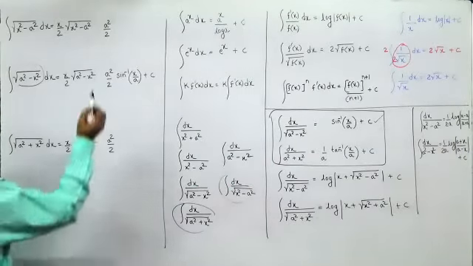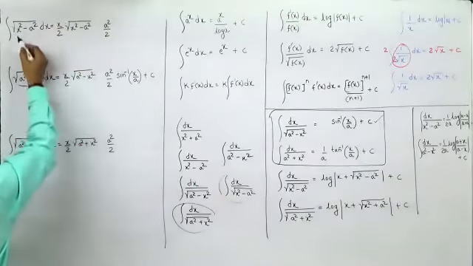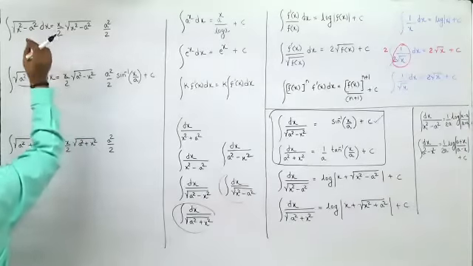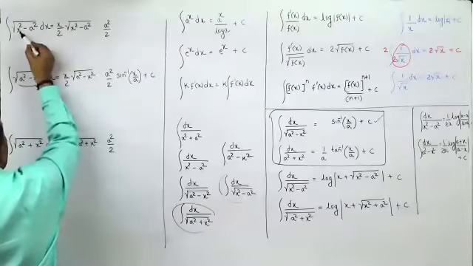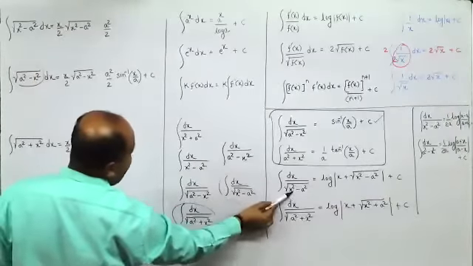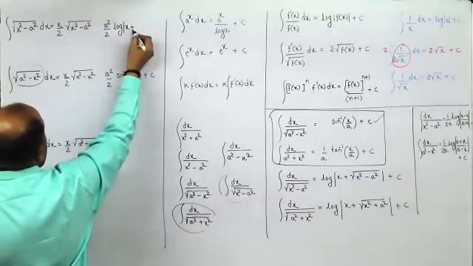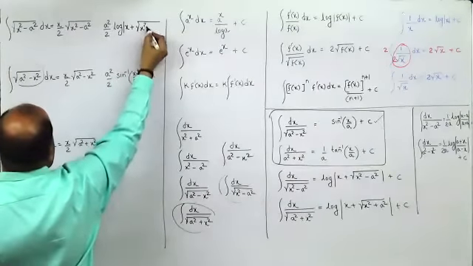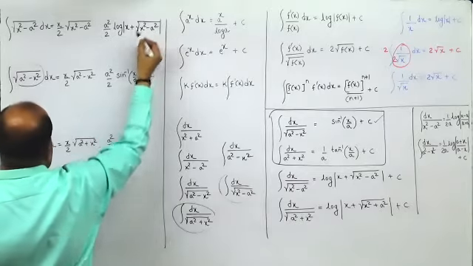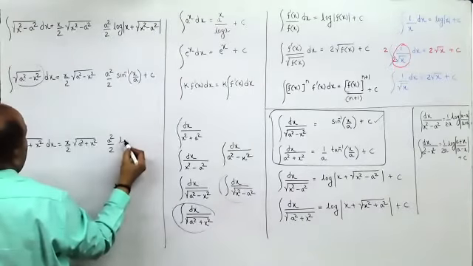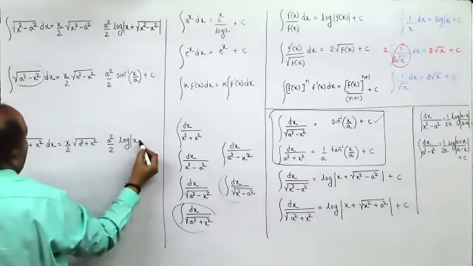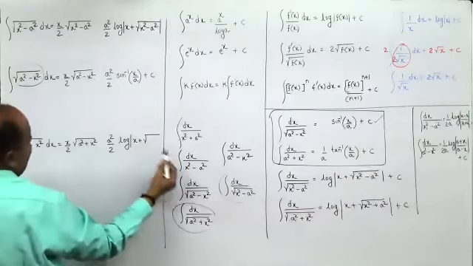Now here, in these two, if you observe, this is root x square minus a square. If this would have been in the denominator, you would have got this formula. So it would have been log of x plus root x square minus a square. And here you would get log of x plus root a square plus x square.